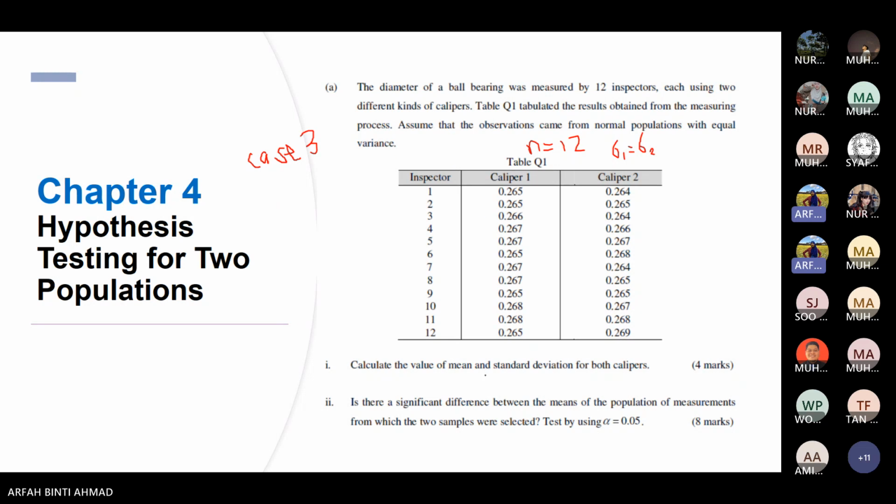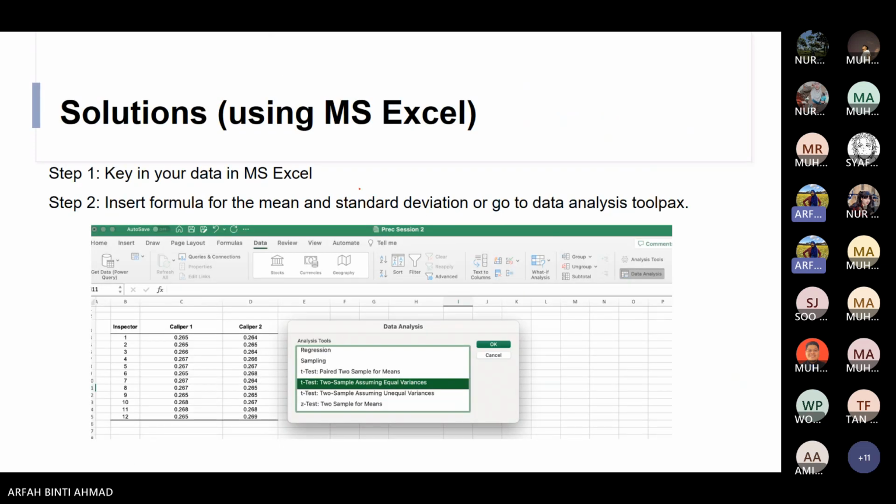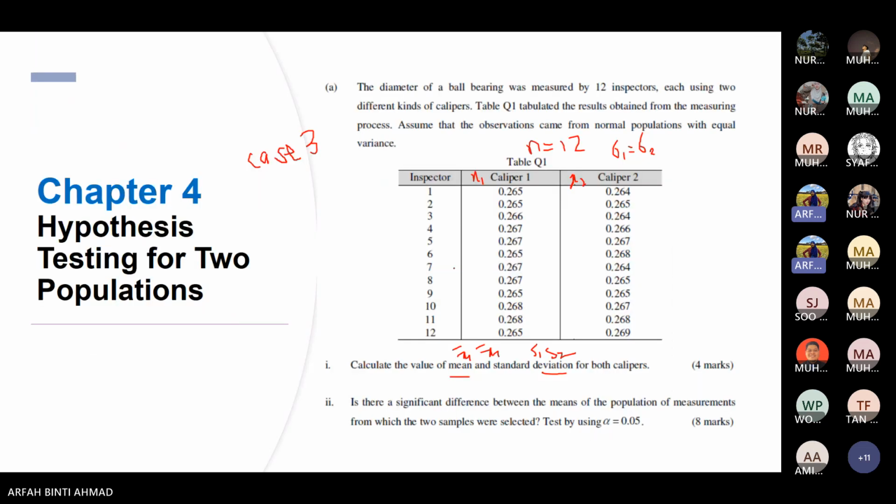So the first one, calculate the value of mean and standard deviation for both calipers, meaning that we want to find x1, x2, and then s1 and also s2. So let's say this is your caliper x1 and this is your caliper x2. So key in the data first in Microsoft Excel. Then I will call by name whoever to share their screen.